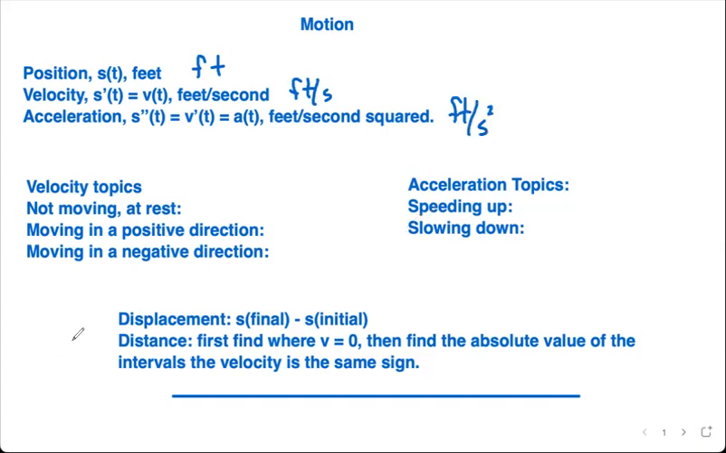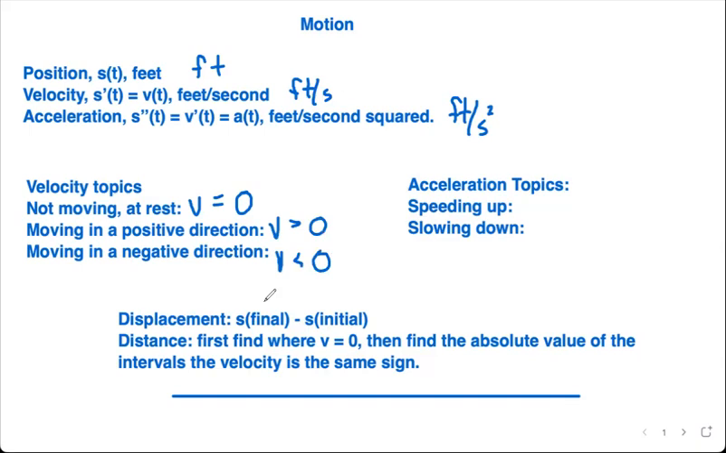Now, within that, you're going to get certain topics. So velocity topics might be not moving or at rest, and that's when you set the velocity equal to 0. That's when the object is not moving or it's at rest for a moment. Moving in a positive direction is when the velocity is greater than 0, moving in a negative direction is when the velocity is less than 0.